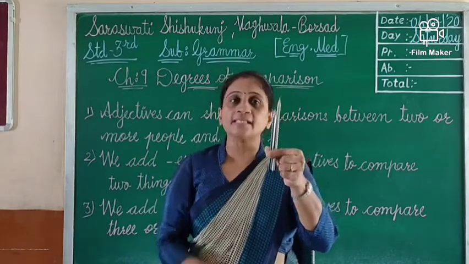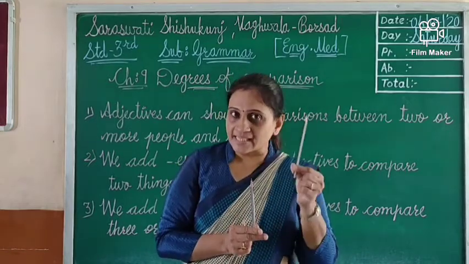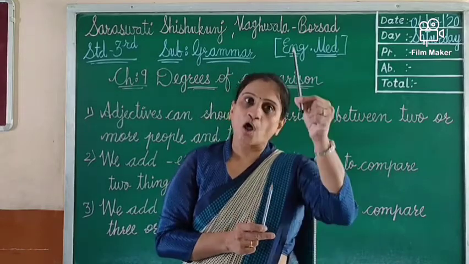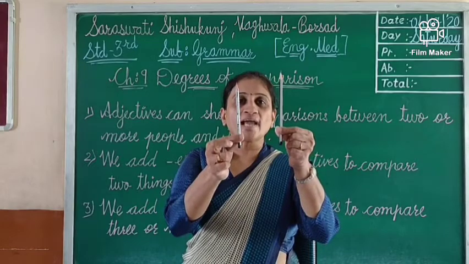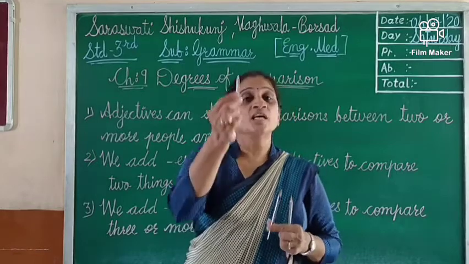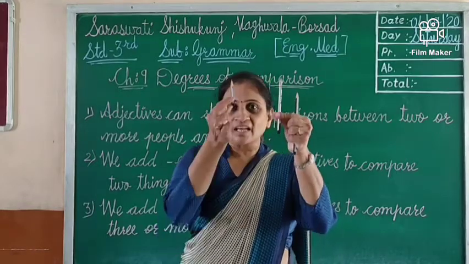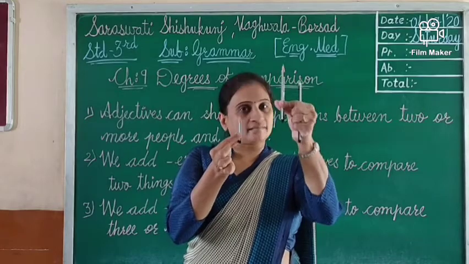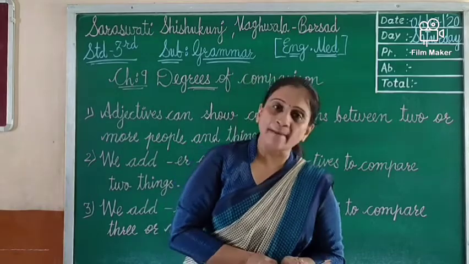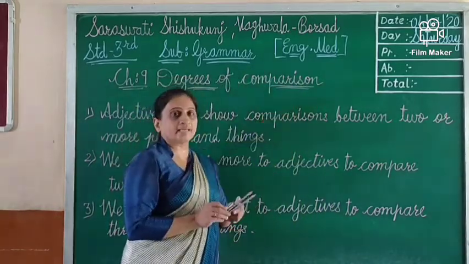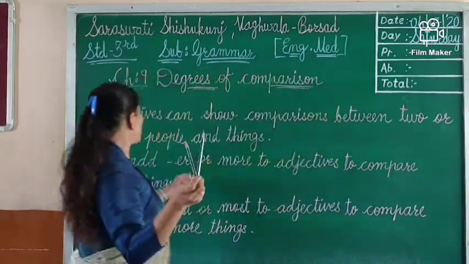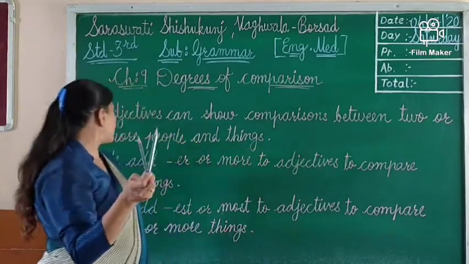We can compare two pencils in this way. This pencil is taller than this pencil. This pencil is longer than this pencil. You can see it in this way. This pencil is smaller than this pencil. So in that way we can compare two things in the comparison degree. In the comparison degree we can take two things, two people, otherwise two people and two things.